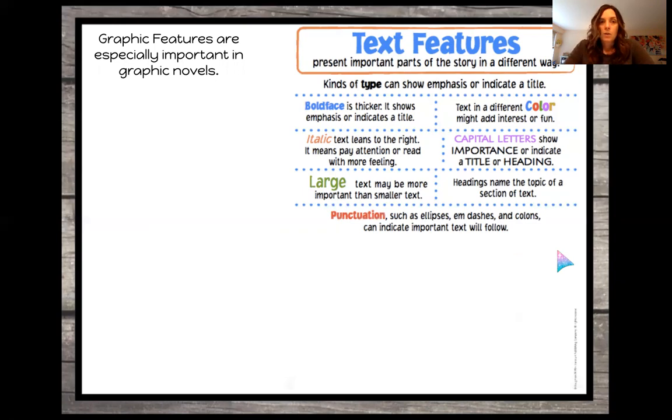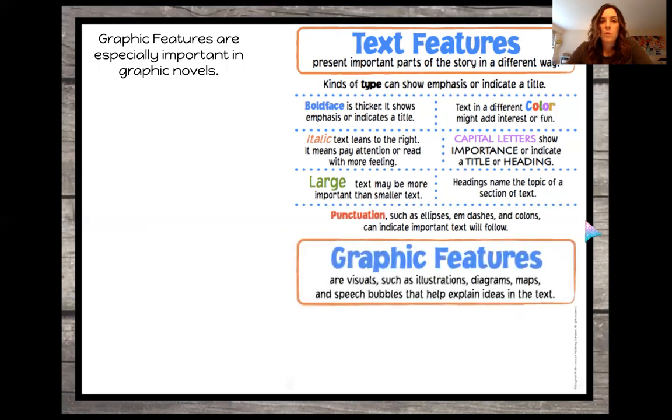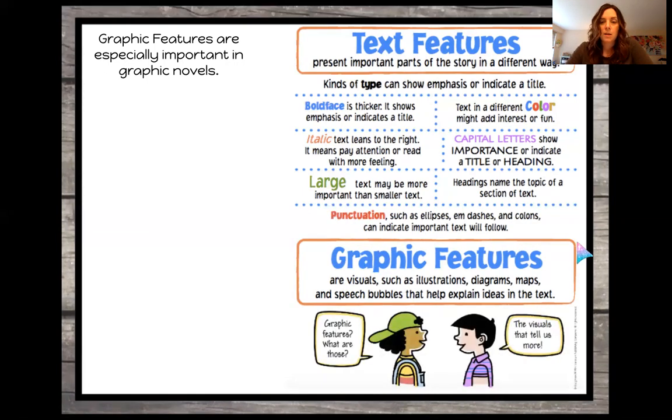These are things like ellipses, em dashes, and colons, and they can indicate that important text will follow. So now, like I said, graphic features are especially important in graphic novels. And when I say graphic features, I mean things that you can see visually. These are things like illustrations, diagrams, maps, and speech bubbles that help explain the ideas in the text. So here we have a little cartoon, and it's two people talking, and one's asking, what are graphic features? And the other one's saying, well, visuals help to tell us more.